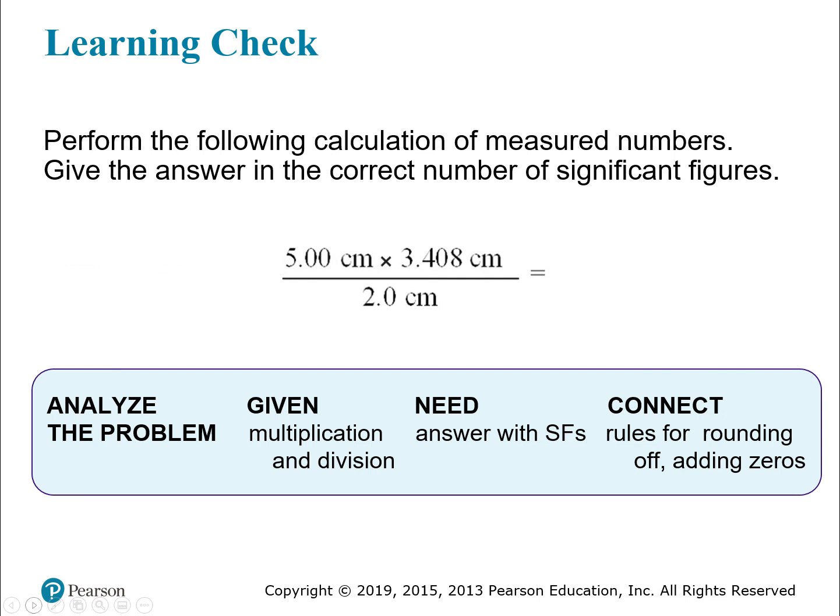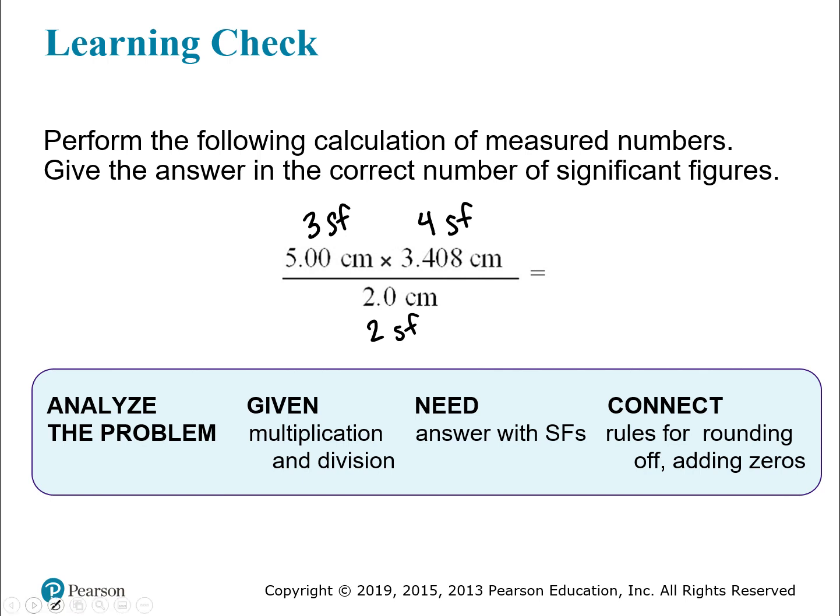So here's a learning check. Pause, take a second, do the calculation, and then report your answer with the correct number of significant figures. We'll go through it a little bit just to give you a hint. This first value, we've got 3 sig figs. Second one, we've got 4 sig figs. Third one, we've got 2 sig figs. It's up to you to figure out how many sig figs you should report your answer with. Do the math, report it, and then check your work.